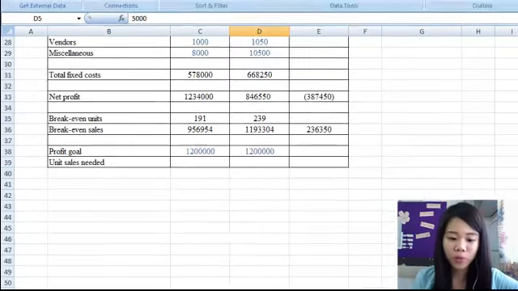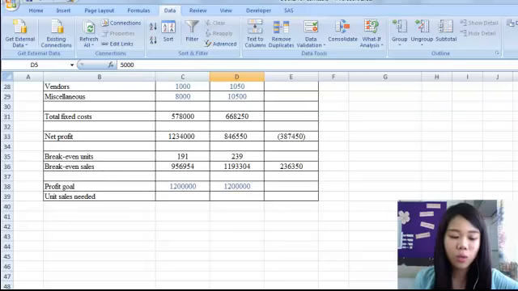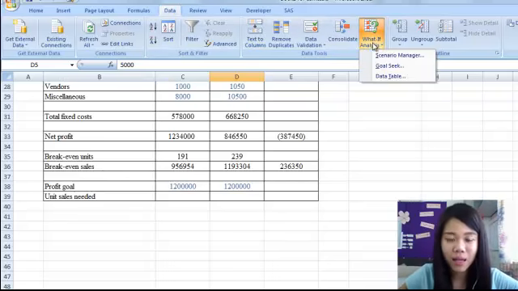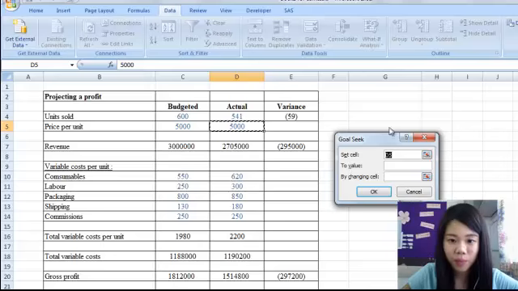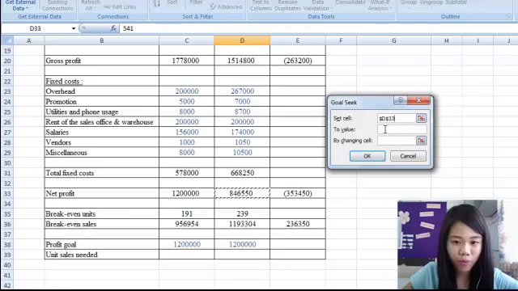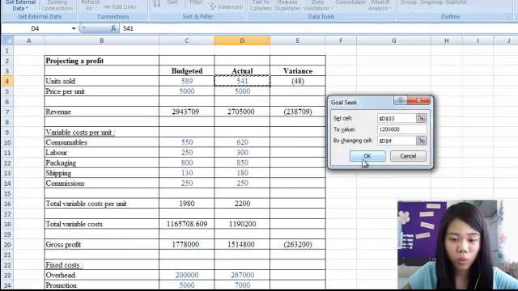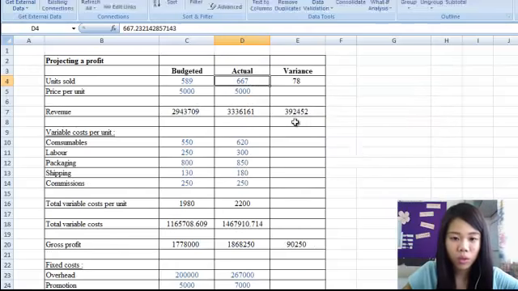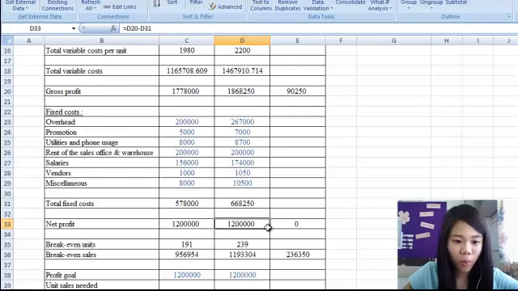We can use goal seeking to find the TV sets needed to sell to meet the targeted net profit of 1.2 million. In the Data tab, we choose What-If Analysis and then Goal Seek. We set the cell of net profit to the value 1.2 million by changing the cell of units sold. So this is the units sold in the actual production if United wants to meet the net profit of 1.2 million.